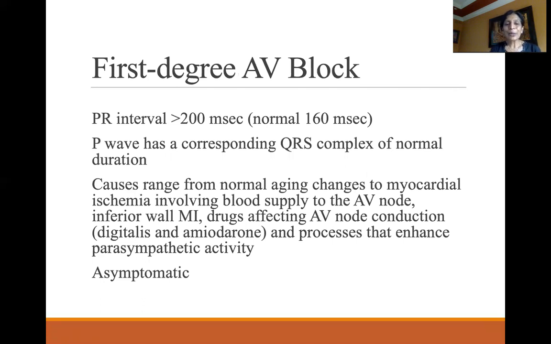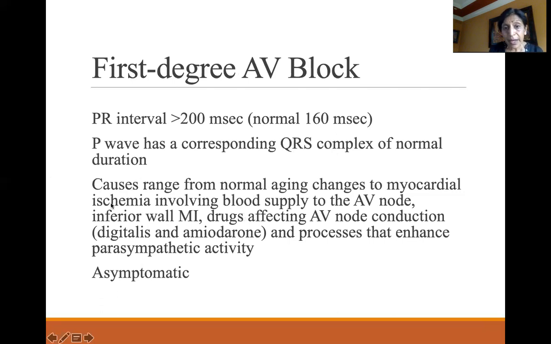Okay, so here PR interval is greater than 200 milliseconds. Normal is about 160 milliseconds, right? And here it's taking longer, meaning slower heart rate. P wave has a corresponding QRS complex of normal duration. Okay, so it's just the duration that is increased. There is a P wave and then a QRS complex. All right, but it's just a delay.